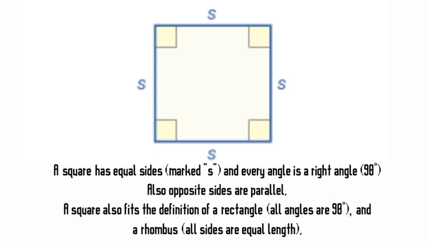A square has equal sides, marked S, and every angle is a right angle or 90 degrees. Also, opposite sides are parallel. A square also fits the definition of a rectangle because all angles are 90 degrees. Also, a rhombus because all sides are equal in length.